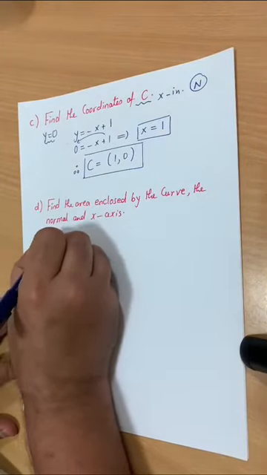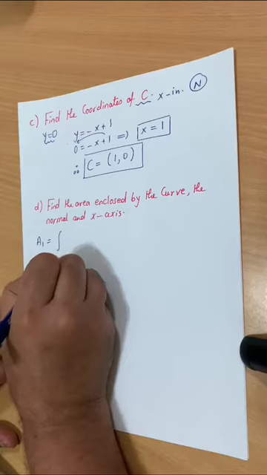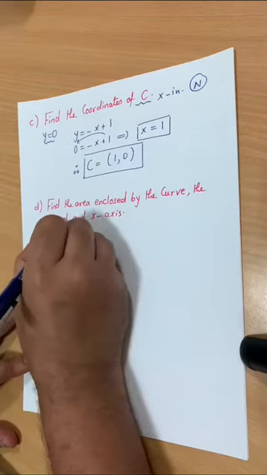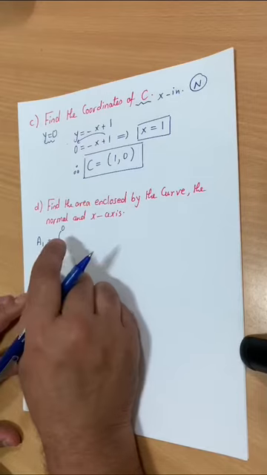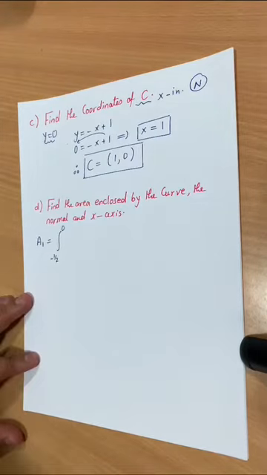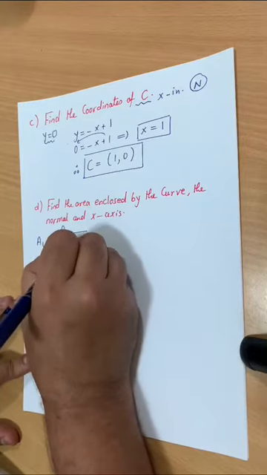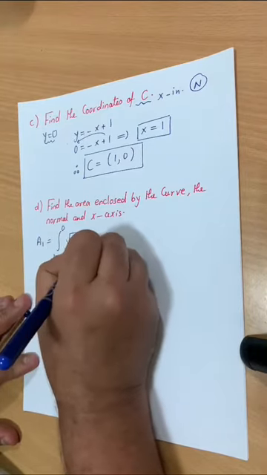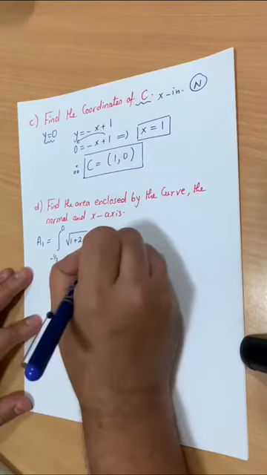Area 1 equals the integration. Point A has the coordinates negative half and 0. So this is the limit from negative half to 0 of the function square root of 1 plus 2x dx. This is how to find area 1.